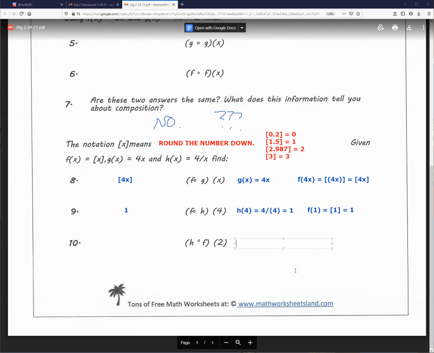H of f of 2. All right, so f of 2 is bracket 2. And once again, a whole number you just leave alone because there is no decimal part to cut off. Rounding down 2 to the nearest whole number is 2. And then h of 2 is 4 over whatever. The whatever is 2. 4 over 2 is 2. And bada bing, bada boom, there we go.